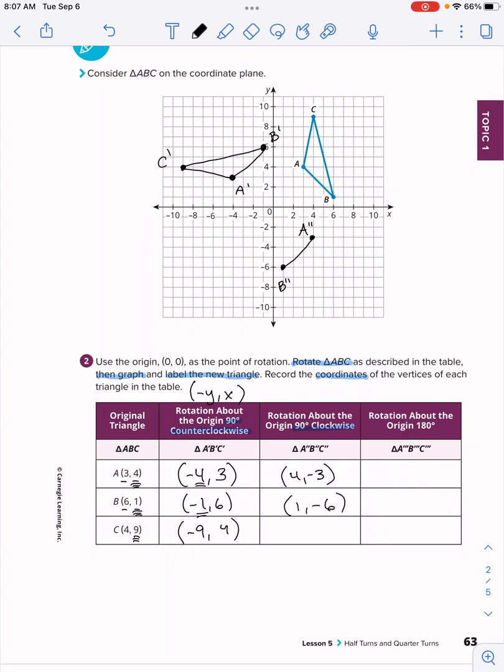And finally, C on this point, it is 4 right, 9 up. This will be 4 down, 9 right. So 4 down, 9 right, right here. But the coordinate is we go right and then down, always X and then Y. This is positive 9 since we're going to the right, and negative 4 since we're going down. So 9, negative 4. All right, let's connect that and label this C double prime.